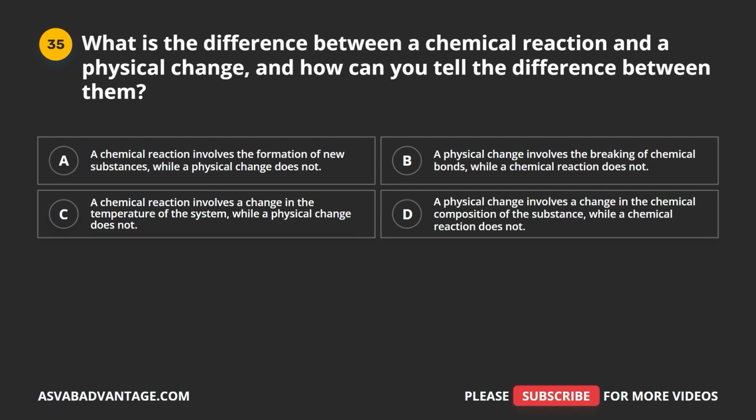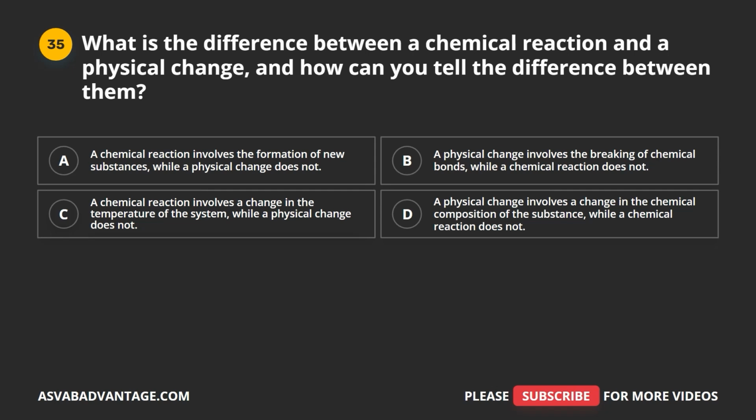Question 35. What is the difference between a chemical reaction and a physical change, and how can you tell the difference between them? A. A chemical reaction involves the formation of new substances, while a physical change does not. B. A physical change involves the breaking of chemical bonds, while the chemical reaction does not. C. A chemical reaction involves a change in the temperature of the system, while a physical change does not. D. A physical change involves a change in the chemical composition of the substance, while a chemical reaction does not.